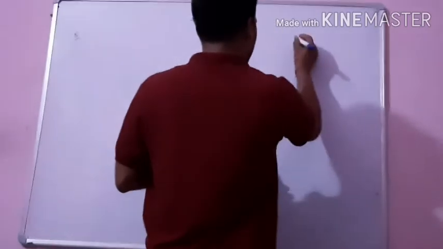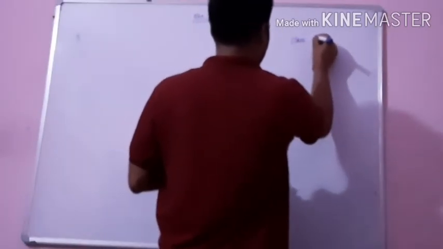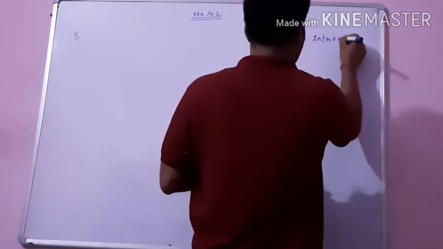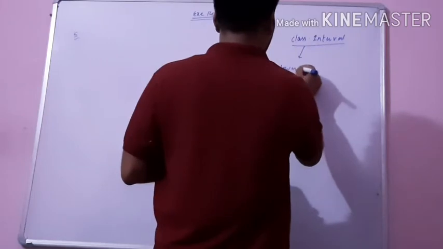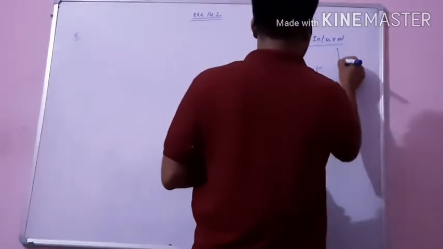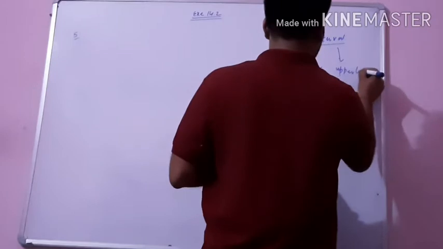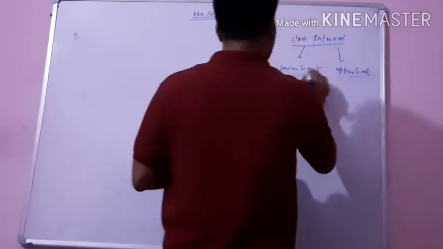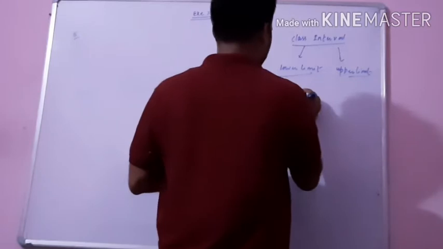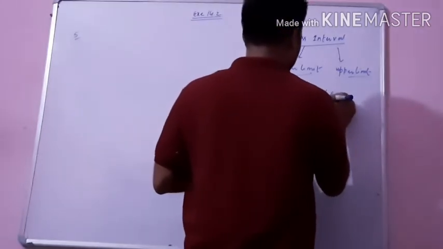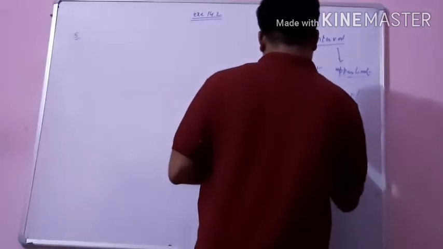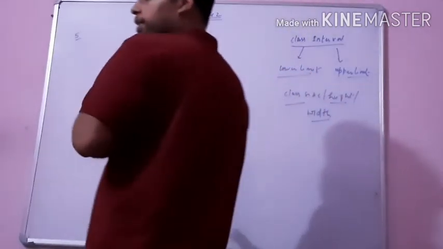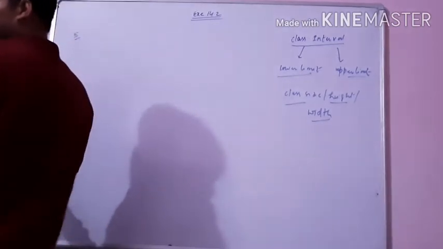So one thing you remember, class interval. In a class interval there will be a lower limit and an upper limit. In some questions you may have to find what is the class size, height or width. All these three things are the same: class size, height and width.